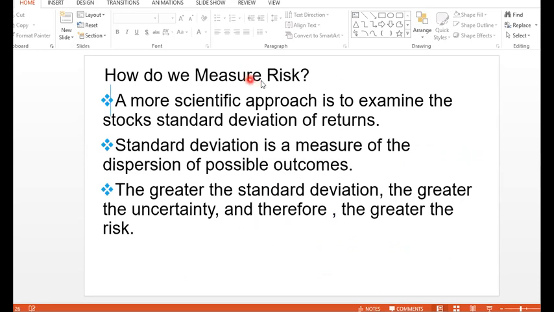How do we measure risk? A more scientific approach is to examine the stock's standard deviation of returns. Standard deviation is a measure of the dispersion of possible outcomes. The greater the standard deviation, the greater the uncertainty, and therefore the greater the risk.